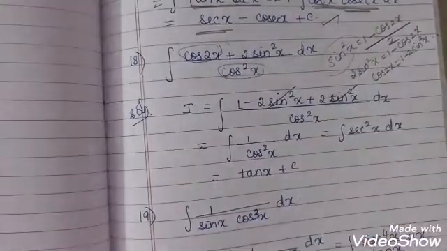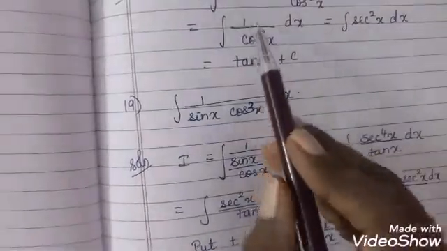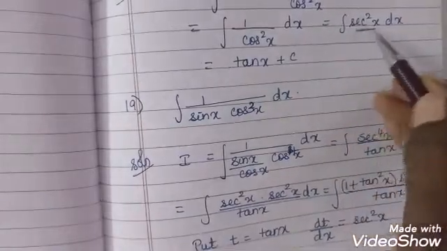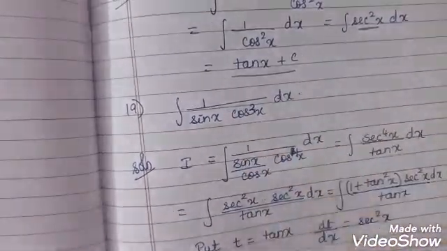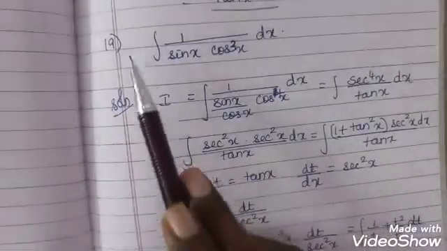When I write it here, what will happen? This gets cancelled. So you're left with integral of 1 by cos squared x. So what is integral of 1 by cos squared x? That's nothing but secant squared x dx. So integral of this will give you nothing but tan x. Okay. Now here the 19th question.